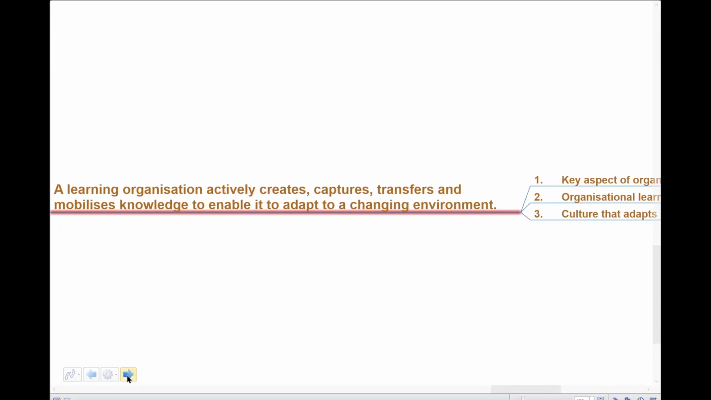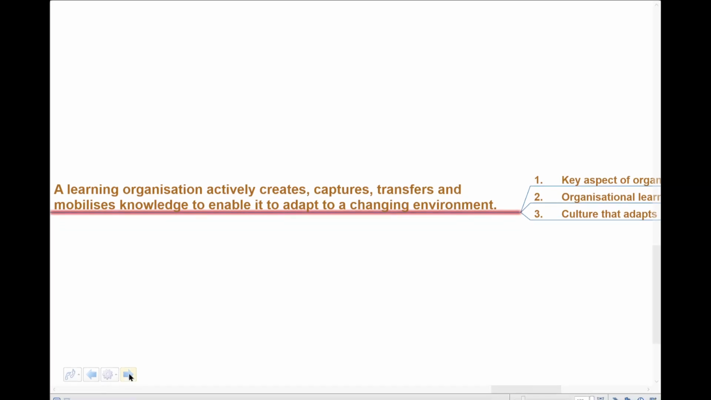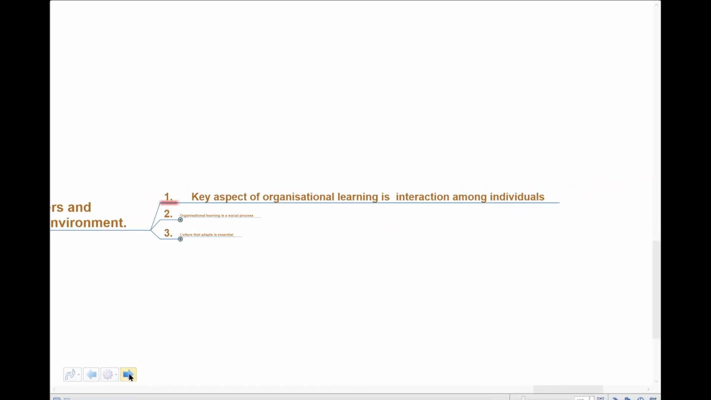Well, certainly a business should keep learning. A learning organization is one that actively creates, captures, transfers, and mobilizes knowledge to enable it to adapt to a changing environment. We know certainly over the last 10 or 20 years, the business environment is changing rapidly. Businesses can't stand still. They need to learn. What are the other key points in this area?